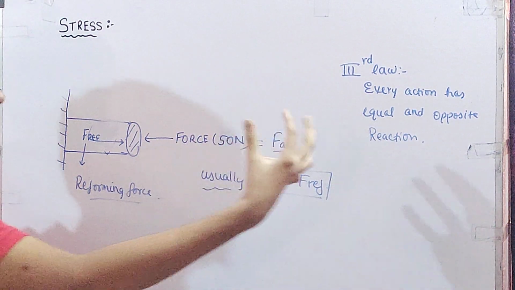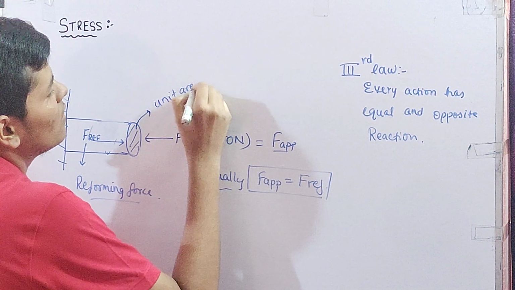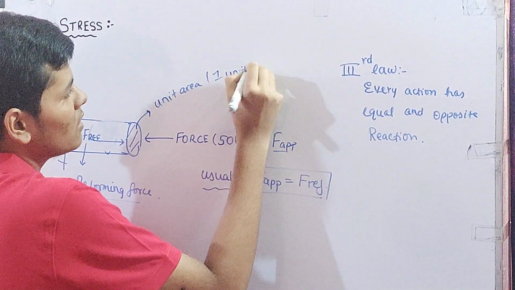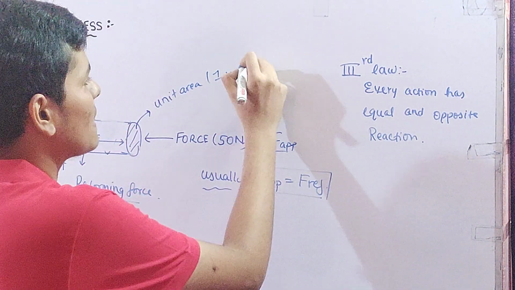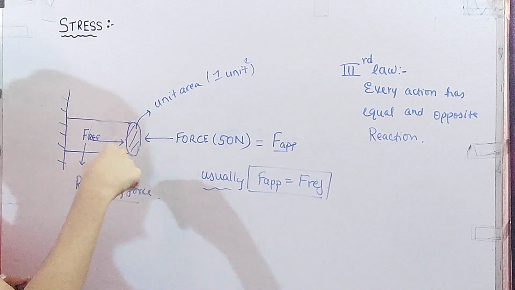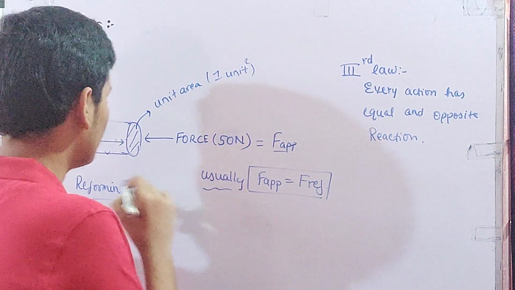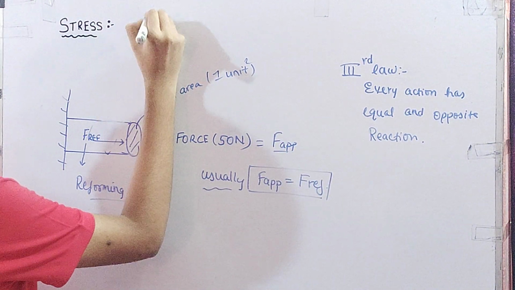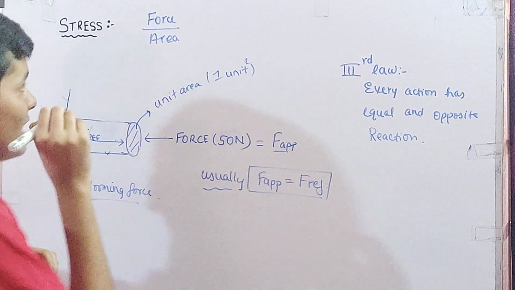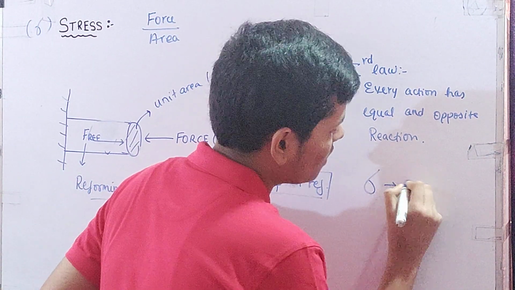So when I apply some force on a unit area, unit area means it has an area of 1 unit. It can be 1 centimeter square, 1 meter square, 1 unit square. That is the unit of the area. So when I apply some force on an object at a certain cross-sectional area, the object also applies some force back to me, and that force is called the reforming force. So stress is defined as force per unit area, or force per area, and this stress is represented by the symbol sigma.